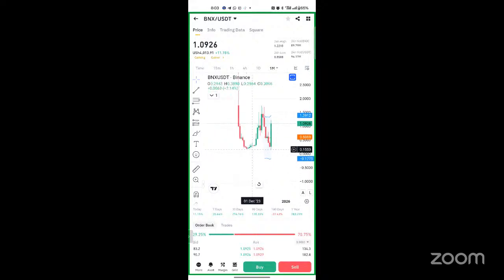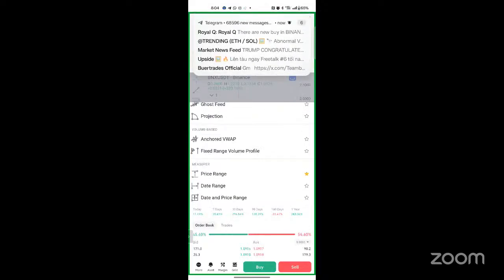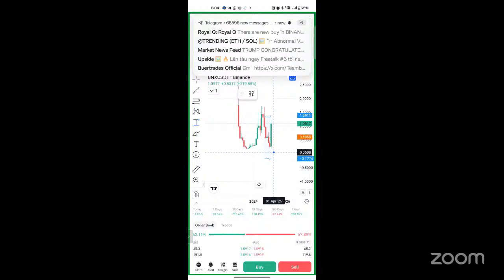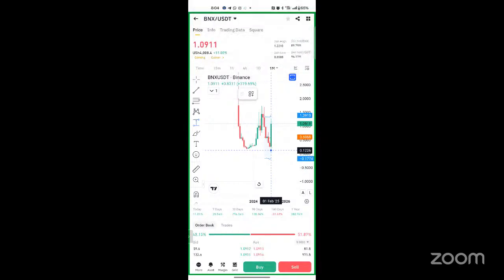This was January. This was February 2024. And if you check this coin from this lowest point, just for learning purposes, from here, this coin moved from as low as 0.1. And in just 1 month, this coin has risen 752%.